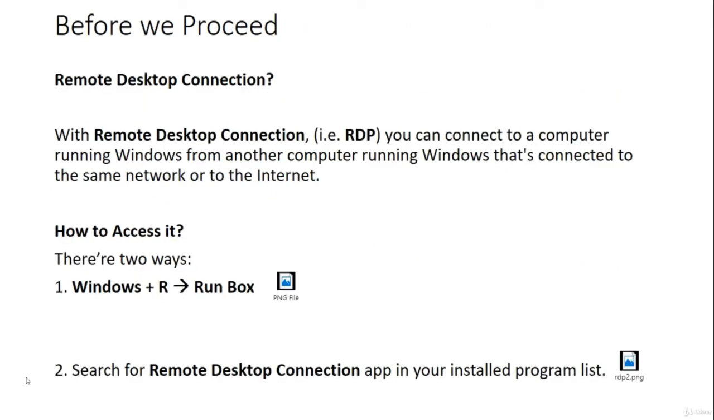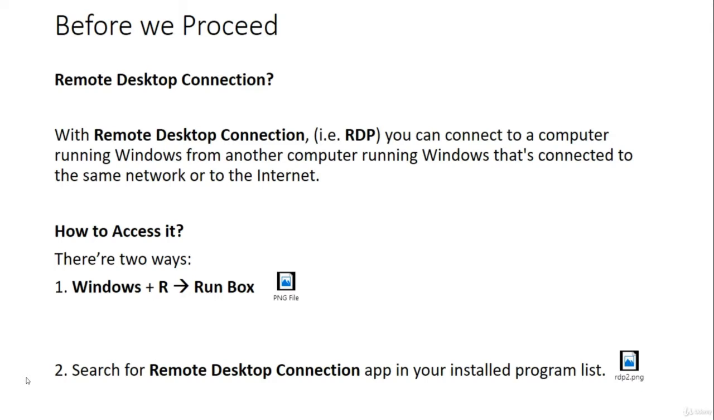So before we proceed, a few basics. Remote desktop connection, popularly known as RDP. So what is an RDP? You can connect to a computer running Windows from another computer running Windows that's connected to the same network or to the internet.